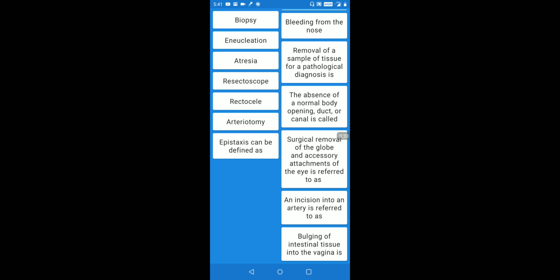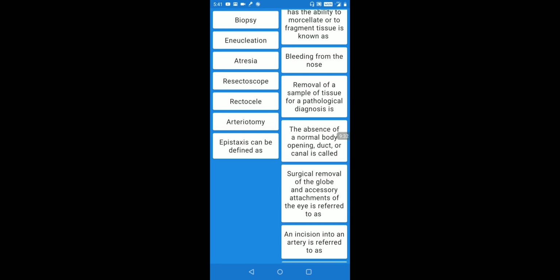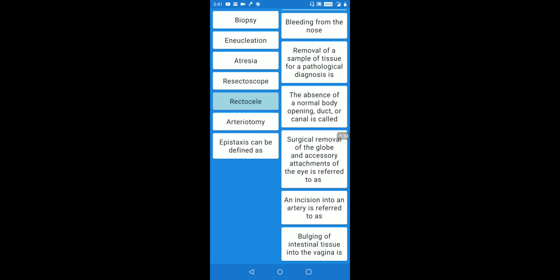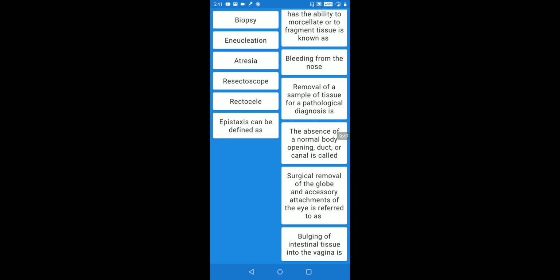Epistaxis can be defined as, I'm not really sure. Rectocele and rectoscope. One of them is incision into the artery. No. Arthrotomy is an incision to the artery. Bulging of intestinal to the vagina. Rectocele.